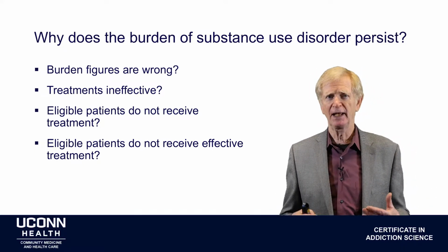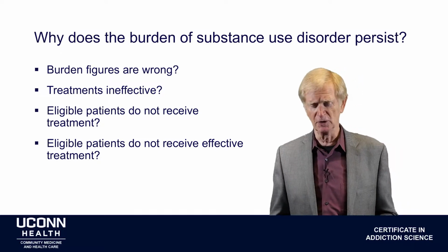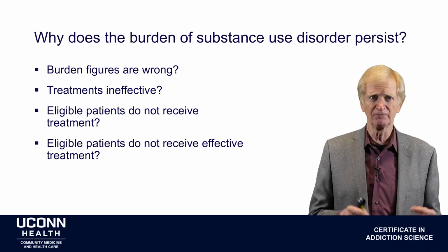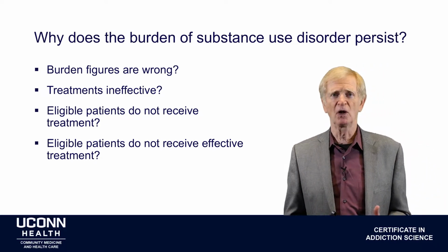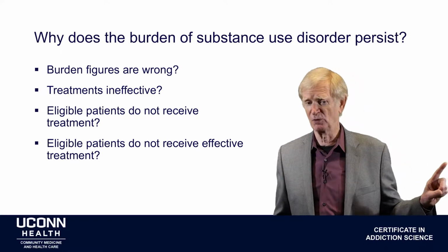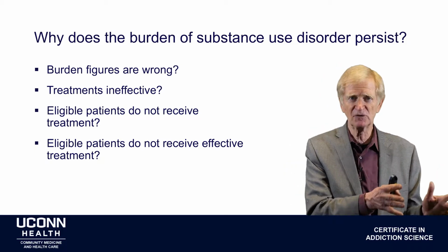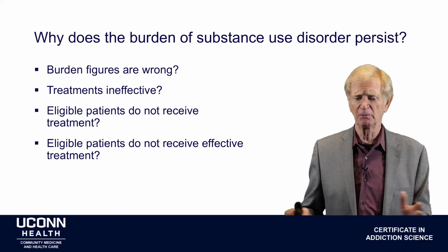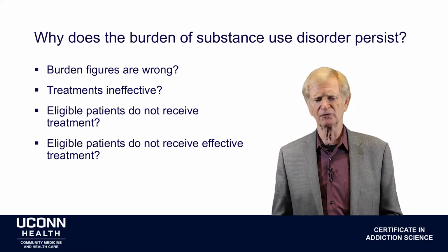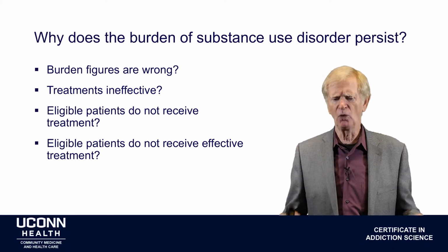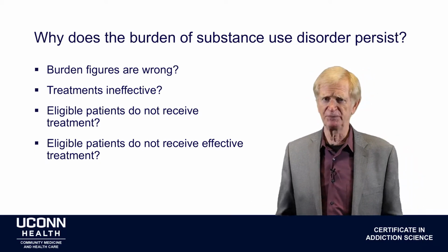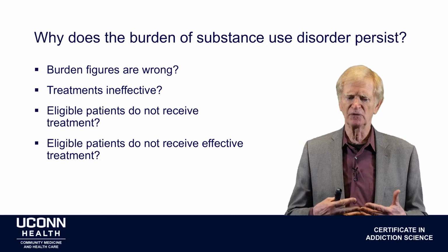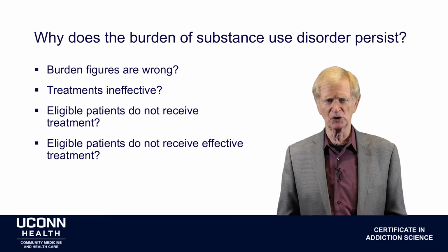It could be that eligible patients are not receiving treatment, so not enough people are getting into the treatment system for it to have a population impact, or it could be that patients are not receiving effective treatment. Remember what we said about the difference between efficacy and effectiveness. You can demonstrate in a clinical trial that a treatment is efficacious, but it may not work in the real world because a lot of factors interfere. Or maybe we have effective treatments, but they're just not being used by clinicians. So we need to persist in trying to demonstrate how this system model might improve population health.